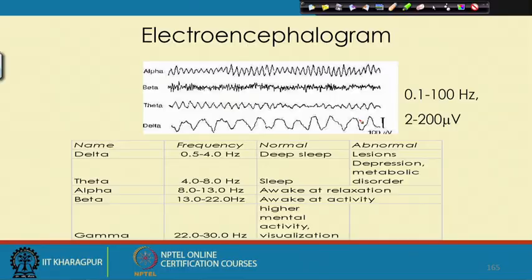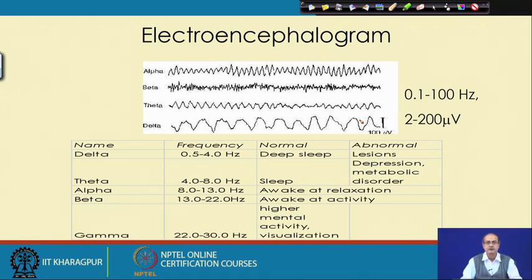So, today we will look at the EEG signal, or electroencephalogram. The common types of EEG are alpha, beta, theta and delta. Let us have a recap: the bandwidth is 0.1 to 100 hertz, which is very similar to the ECG, but the magnitude is much less than the ECG signal, it is 2 to 200 microvolt.